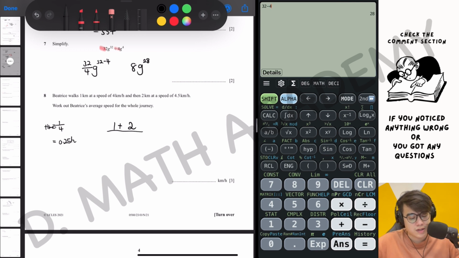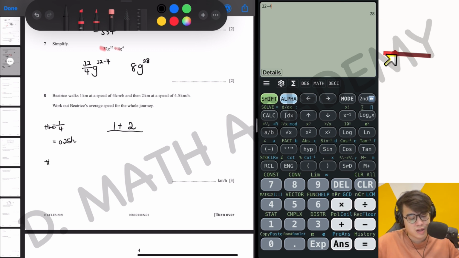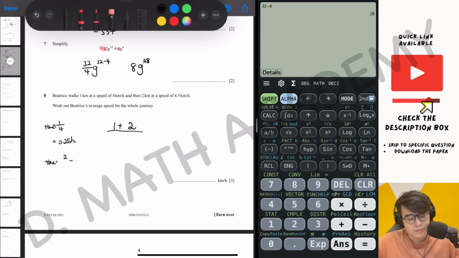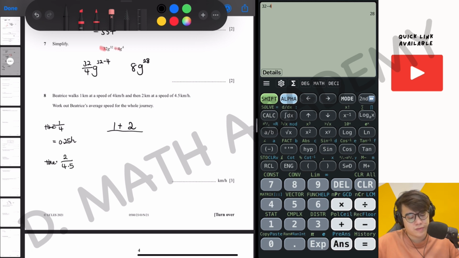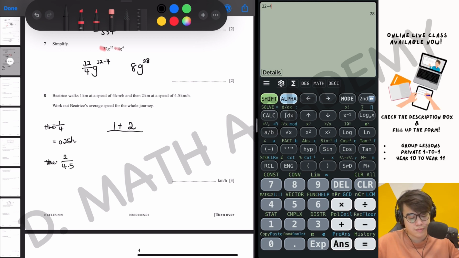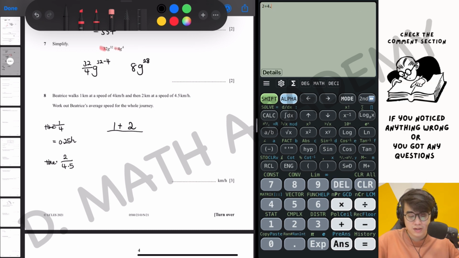And the second part, the time will be 2 divided by 4.5. So add these 2 up. 2 divided by 4.5, I get it as 4/9.